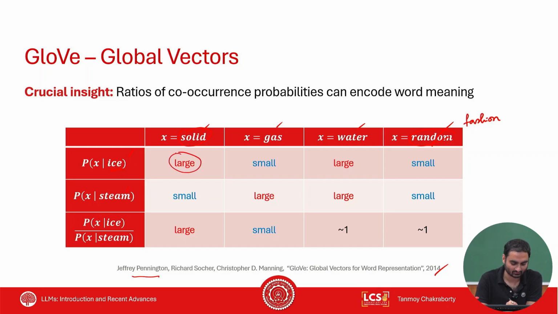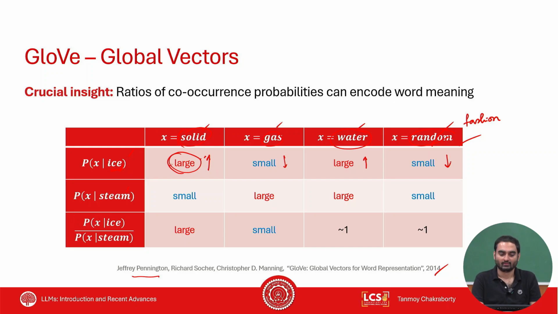So you see that this count indicates that if ice is the target word, what is the probability that the context word will be solid? So this will be high. If ice is a target word, the context word gas will be less likely to appear, so this should be small, right? The word water may appear with ice multiple times, so this can also be high, right? Whereas the word fashion, which is a random word, will not appear as a context word, right? So this will be small.